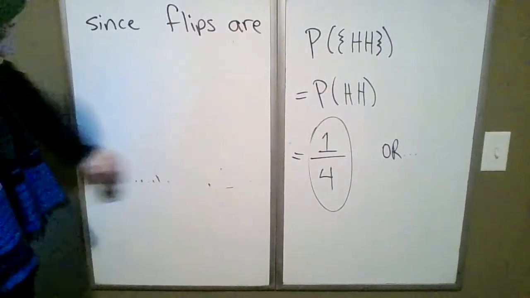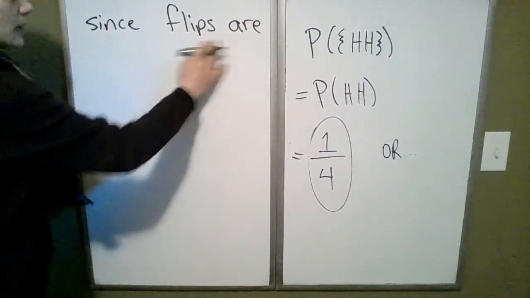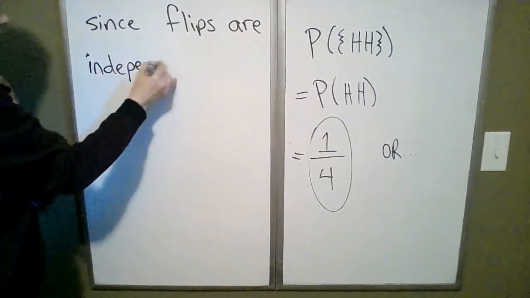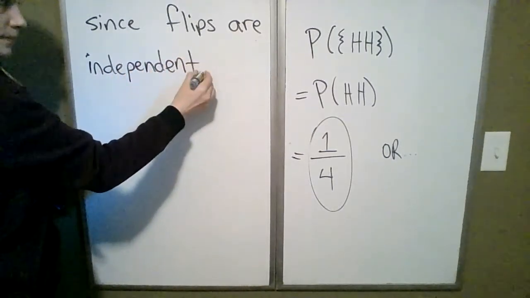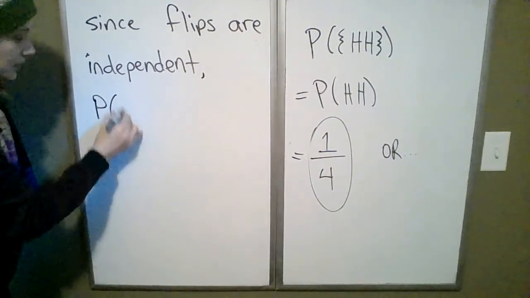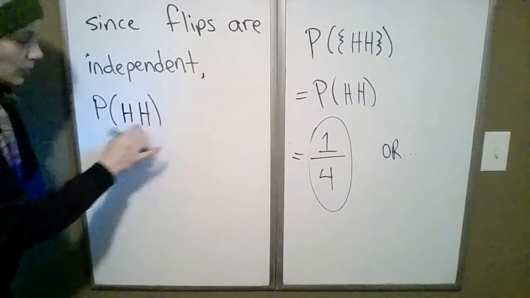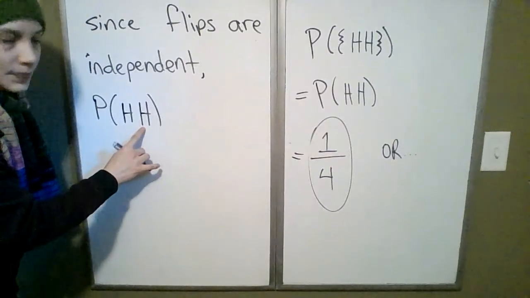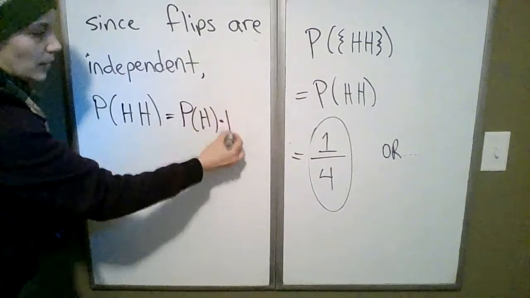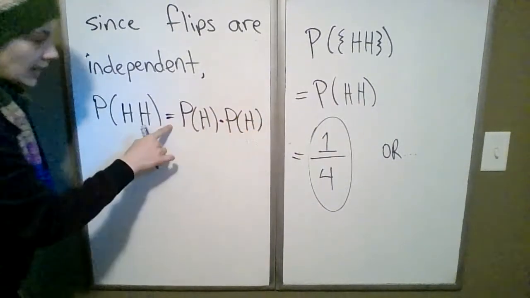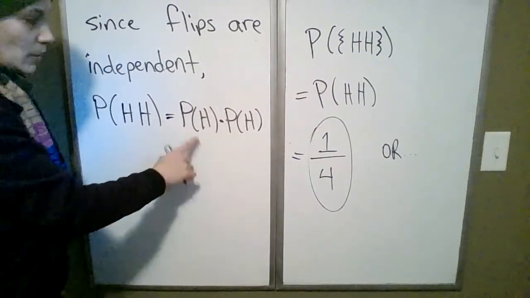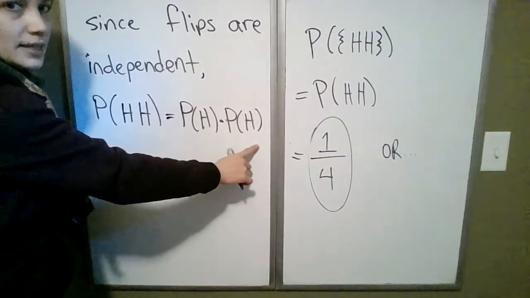So they are independent. Probability of heads followed by heads, or heads and heads, is the probability of heads, and then multiply with the probability of heads. And that comes from being independent events. Heads and heads is probability of the first multiplied with the probability of the second.